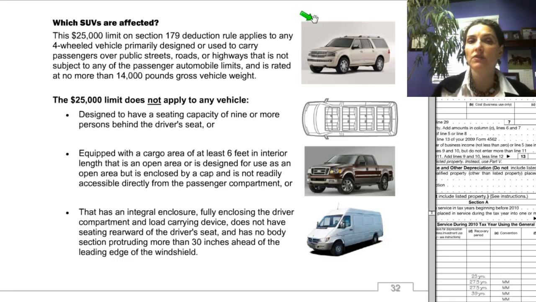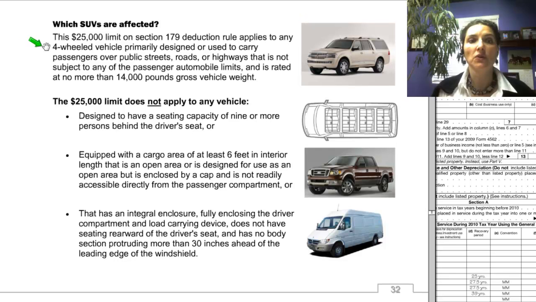Because, for example, you could have a construction company that goes out and purchases a vehicle that you consider to be an SUV, such as a heavy-duty pickup truck. Or you could have a delivery service or a manufacturing company that purchases a delivery van. And is that delivery van considered to be an SUV? Because if you look at this description here, it has 4 wheels, it is designed to carry passengers over public streets or roads or highways, is not subject to passenger automobile limits, and does not weigh more than 14,000 pounds.